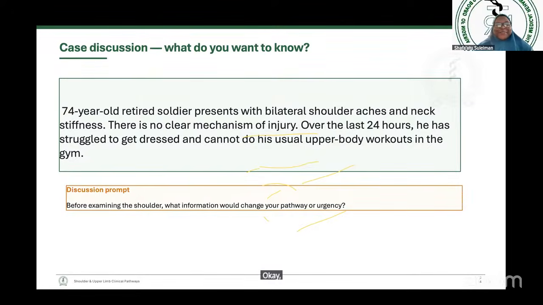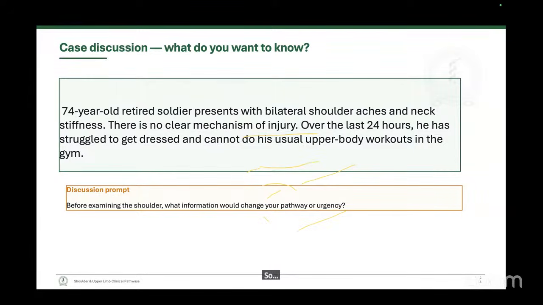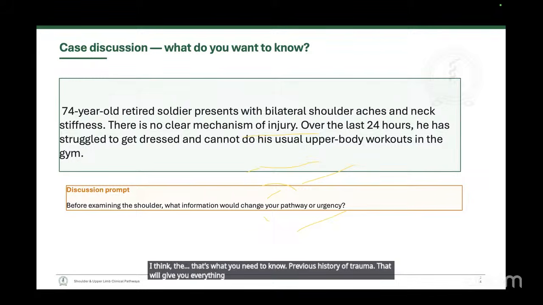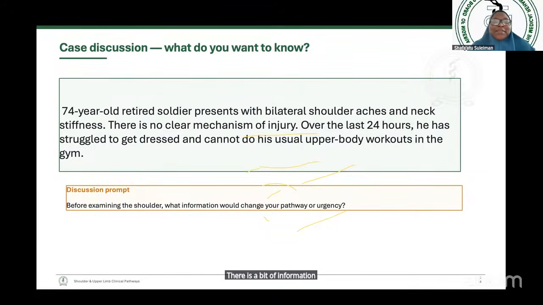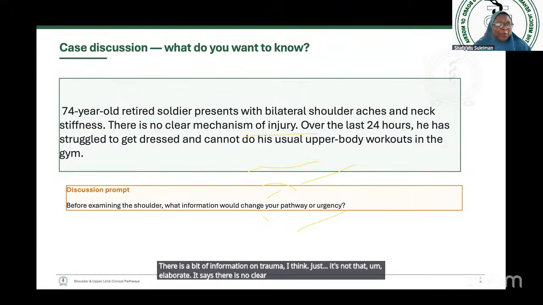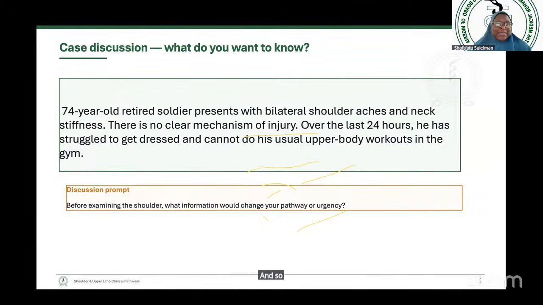What other thing would you want to know? Aside from history of trauma, any other thing, sir? I think that's what you need to know. Previous history of trauma will give you everything. There is a bit of information on trauma, though it's not that elaborate. It says there is no clear mechanism of injury. So it means he has not fallen recently or had any new problem.